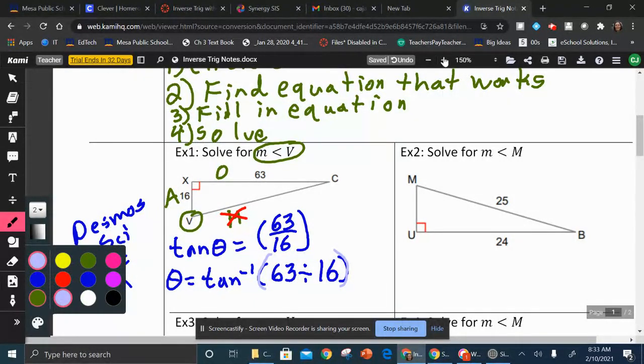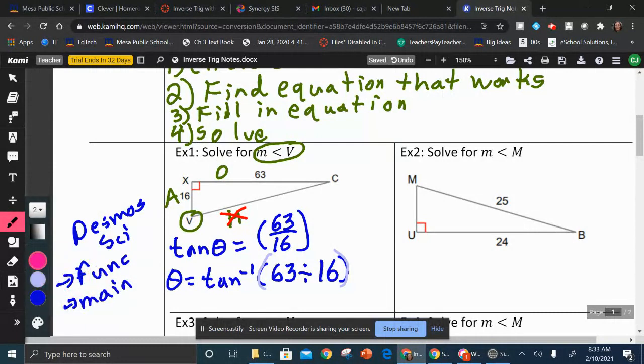Okay, so next one, let's look at this one. I guess we should put in the answer. We're going to round to the tenths place. So I get 75.7 degrees. Okay, so round to the tenths. Everybody, tenths is the dimes place or first decimal place.